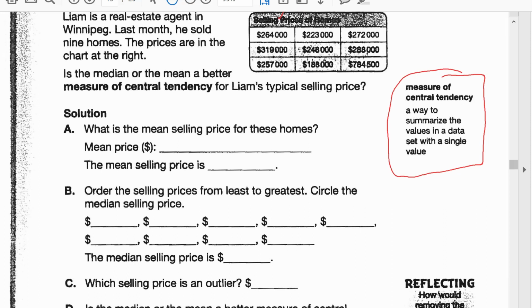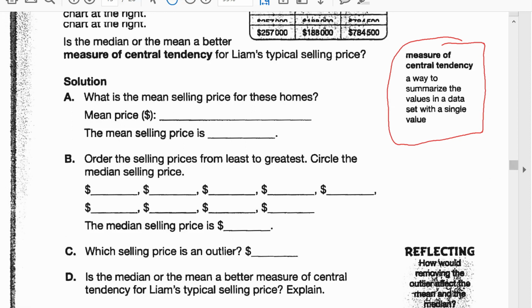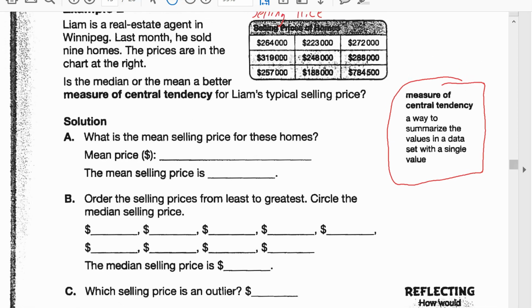Solution, is the mean or median better? Well, let's figure out the mean. What is the mean selling price for these homes? Mean is from our previous 3.1, so what you do is add them all together to get 2,843,500, and you divide it by how many there are, which is 9, and you get 315,944.44. So that's the mean selling price.